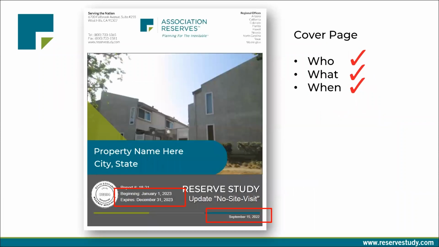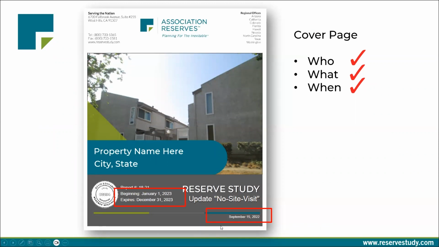So know what you're getting, and even think about what you're asking for in the proposal process. When was our last with site visit update? When was the last time someone was on site? So are you just looking for a no site visit update at this point in time, or a with site visit update? And this is where you see it right on the cover.